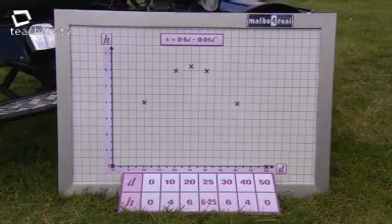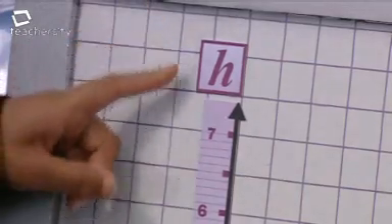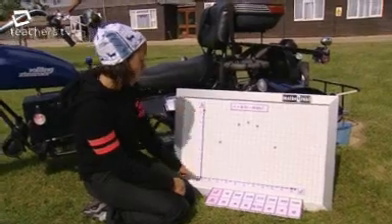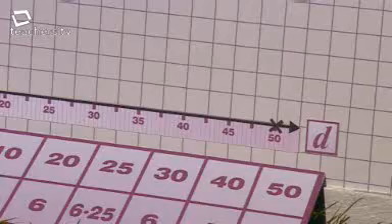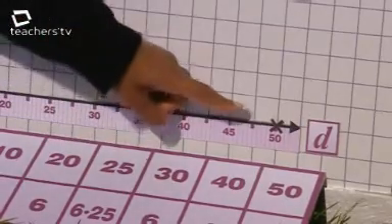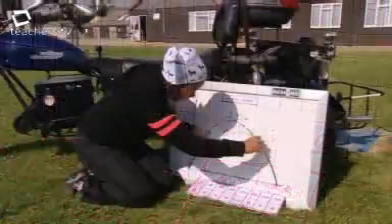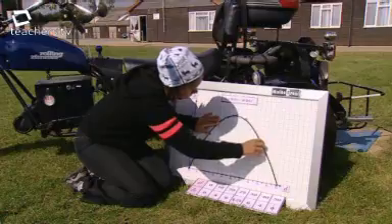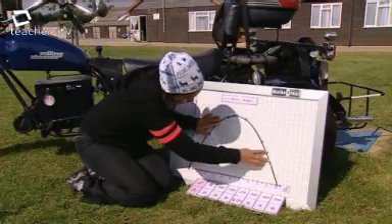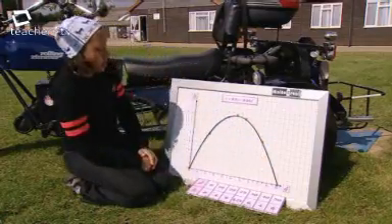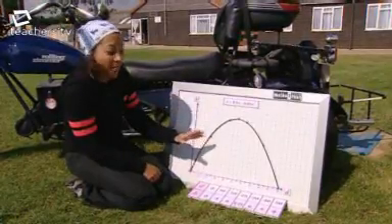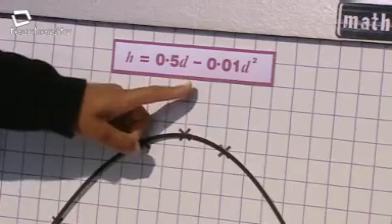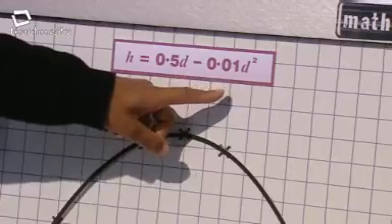On the vertical axis, I've got h, which is the height in meters above the ramp, and on the horizontal axis, I've got d, which is the distance of the jump, again in meters. Because it's the graph of a quadratic function, I'm expecting a parabola. Now, it's an upside-down parabola, and that's because there's a negative sign here in front of the squared term.